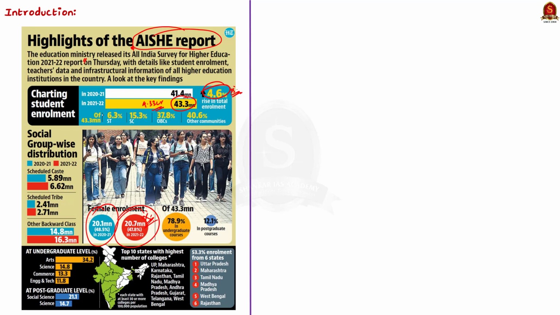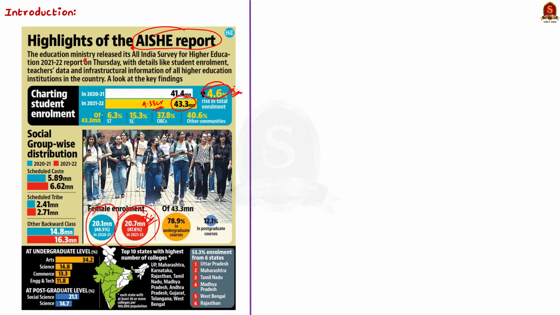Even though the numbers are in increasing trends, the quality of education, availability of resources, and the need for reform are still to be addressed. Some of the issues faced by the higher education system in India are as follows. In this way, you can give a link to the main part of the answer. Okay, moving on to the main body of the answer.